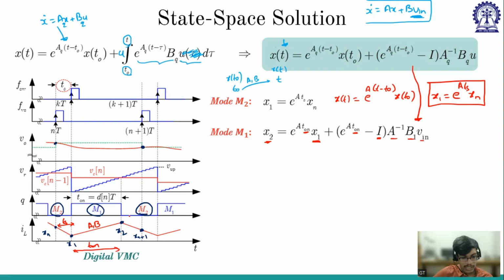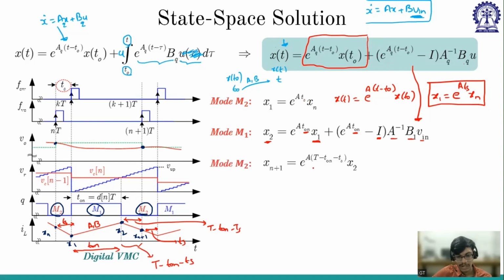Now my final region is again M2. M2 means the B matrix is 0, so only the first part will be there, and my matrix is A. What is my time period from here to here? It is the total time period minus T on, which gives me the off time, minus the sampling delay. So this is T minus T on minus Ts. This part is Ts, and this part is T on, so the total is T. So this is T minus T on minus Ts. It will be exactly the same as before, except the time will change.